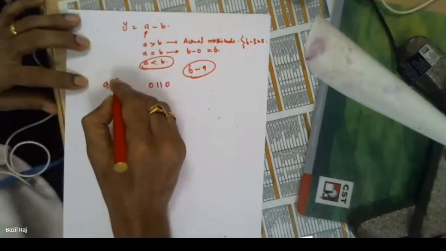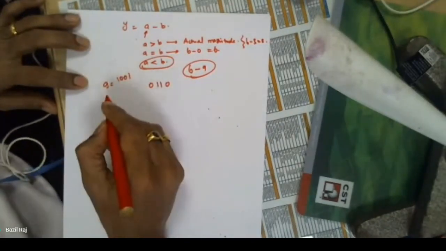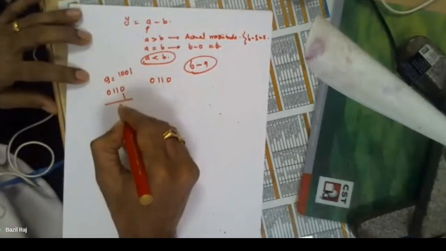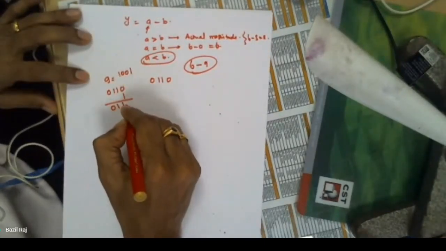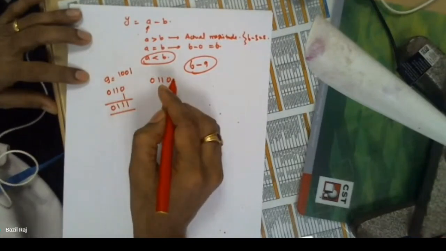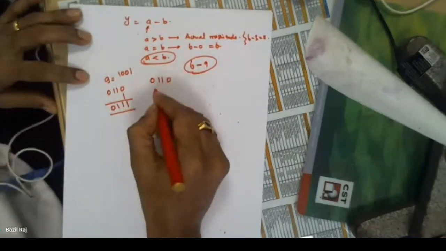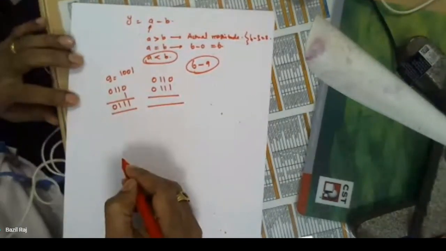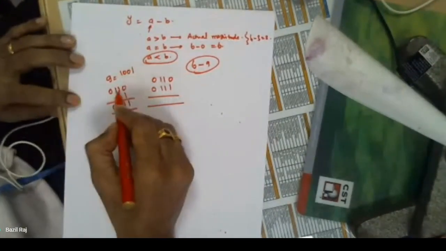What is a 9? 1, 0, 0, 1. Take its 2's complement: 0, 1, 1, 0. Add 1 now: 0, 1, 1, 1. Correct. Then you add this value with this number 0, 1, 1, 1. You add here, right? 1, 0, 1, 0, 1, 1.